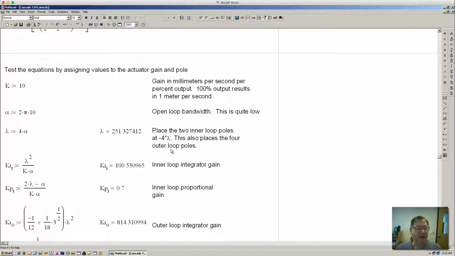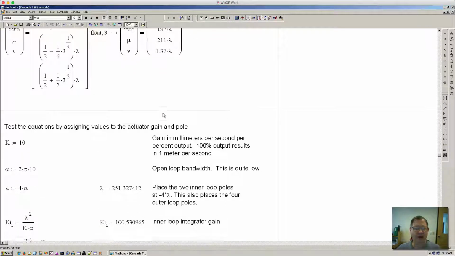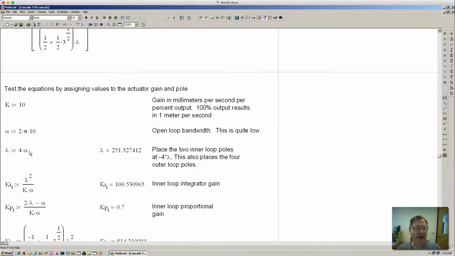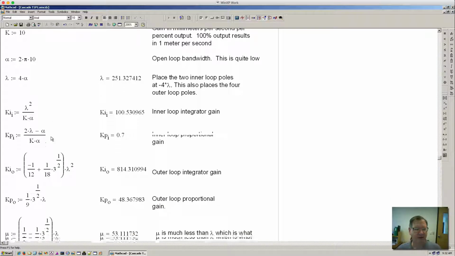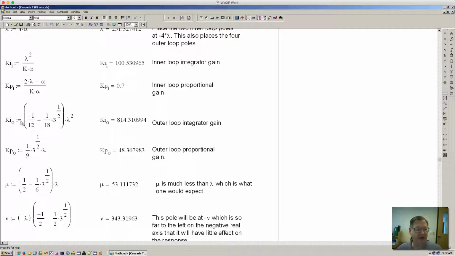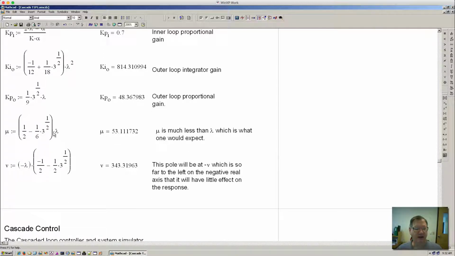Because the outer loop poles are going to be slower or closer to the origin, here you can see that it's almost like a fifth of lambda. What I did is I made lambda a little bit bigger. These are the same parameters as before. And I calculate the inner loop, well, the inner loop gain formulas were already calculated up above, but now I'm adding values to this. So this is my outer loop integrator, my outer loop proportional gain. And then here are the pole locations in radians per second.